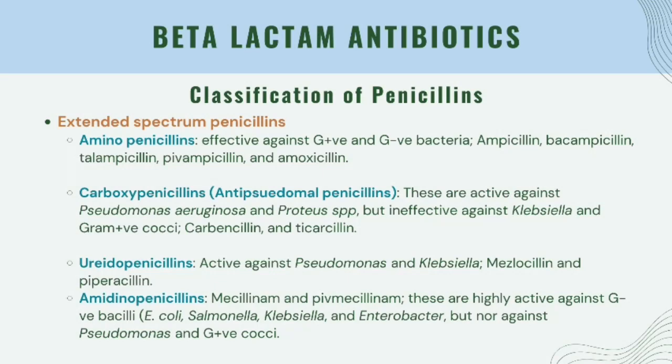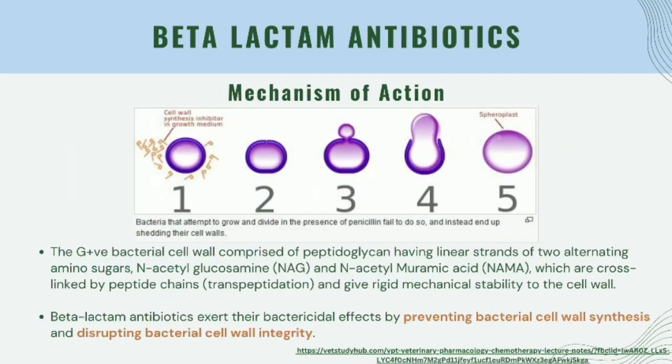The last is the amidinopenicillins. Mecillinam and pivmecillinam exhibit high activity against gram-negative bacilli such as E. coli, Salmonella, Klebsiella, and Enterobacter, but are not effective against Pseudomonas and gram-positive cocci. The next is the mechanism of action of penicillin.